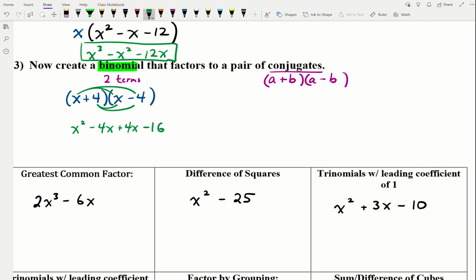Now, you might look at this right now and say, well, there's 4 terms. But remember, we can combine like terms. So those are our like terms. This is going to be x squared. The negative 4x and the positive 4x are going to cancel. And then negative 16 is left. This polynomial does, in fact, have 2 terms.